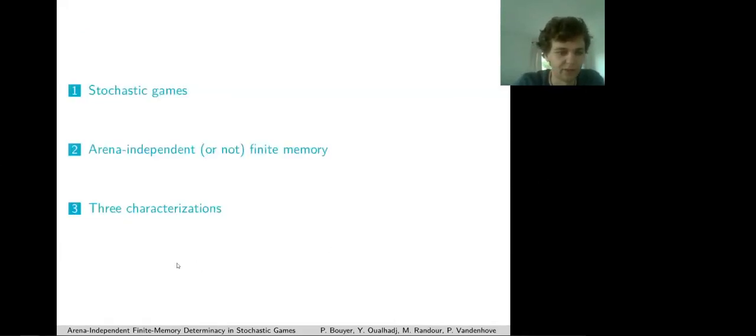Here's the plan of the presentation. I'll first introduce the model of stochastic games. Then I'll explain the words from the title, which is Arena-Independent Finite Memory Determinacy. That's a stronger property than finite memory determinacy, but one for which we can say quite a few things. And that's what I'll do in the last section, in which I'll list our contributions, which are 3 characterizations of that property.